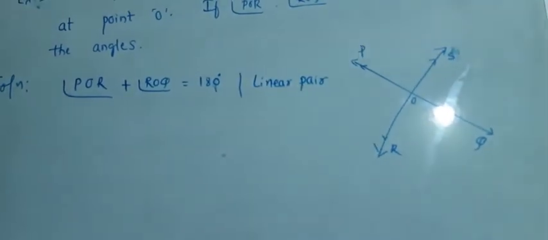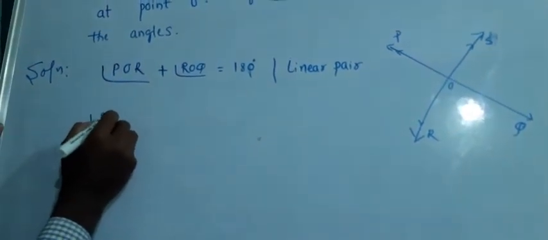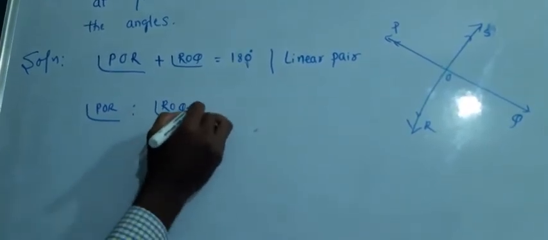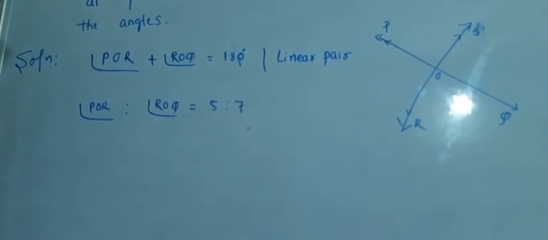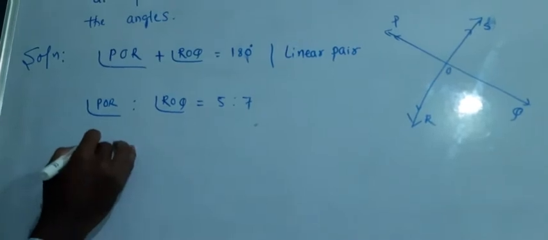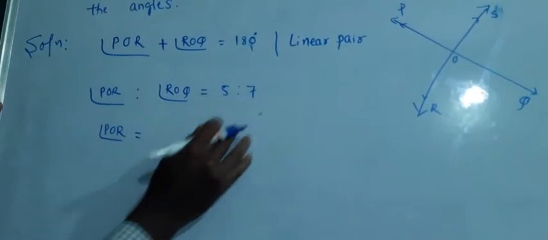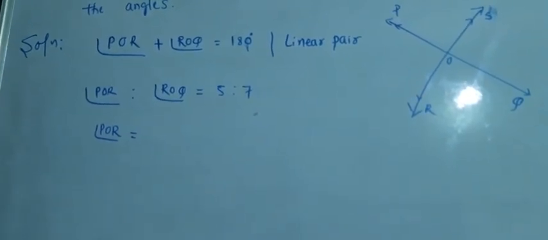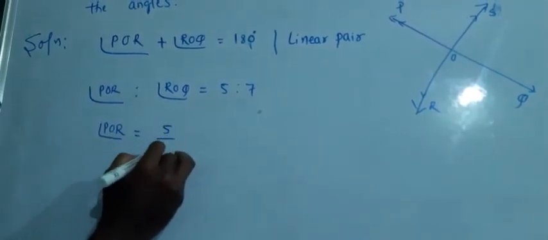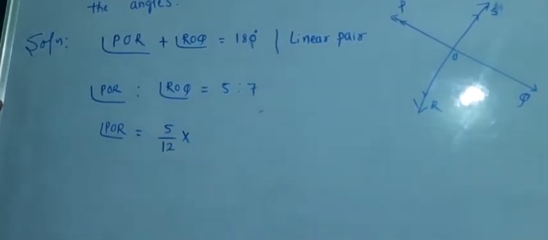Next, what is given to us? Angle POR to angle ROQ is 5:7. So what can I write? 5 plus 7 is 12, so 12 will be at the denominator. Angle POR is equal to 5 by 12 into 180.